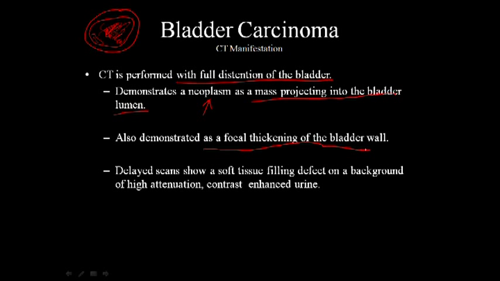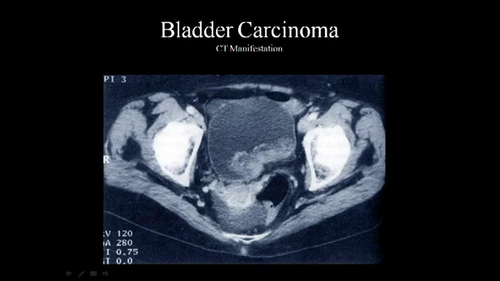It can also be demonstrated as a focal thickening of the bladder wall. And so you may see the bladder wall is thicker. We see that here the bladder wall is thicker than this area, and so that may be what you're looking for as well. Delayed scans show a soft tissue filling defect. So that's what you're going to see: a filling defect on a background of high attenuation, contrast-enhanced urine. So the urine is going to be bright white, and you're going to see this absence of it with something encroaching into the space.